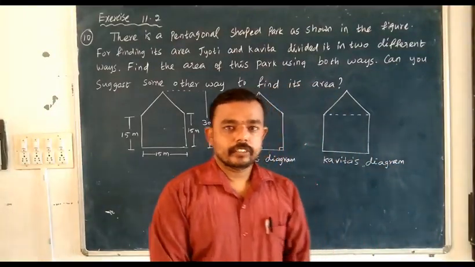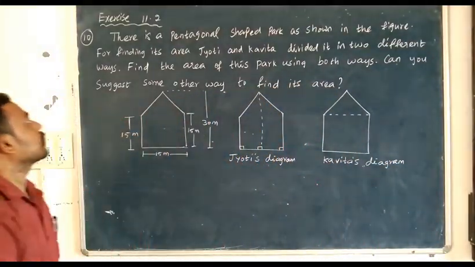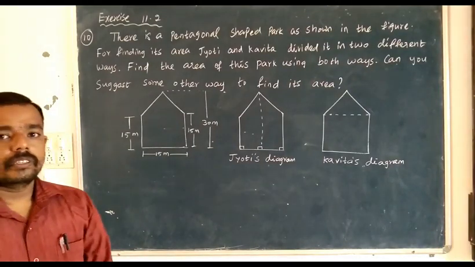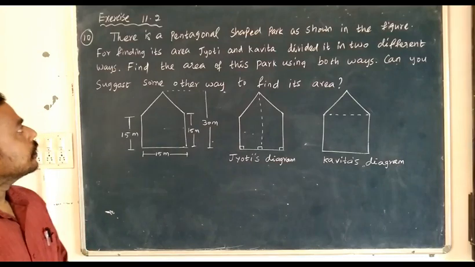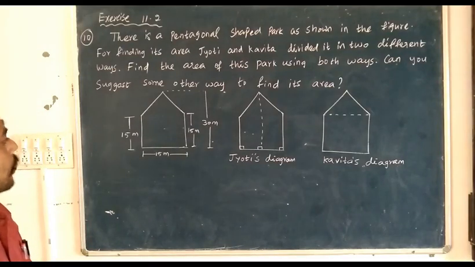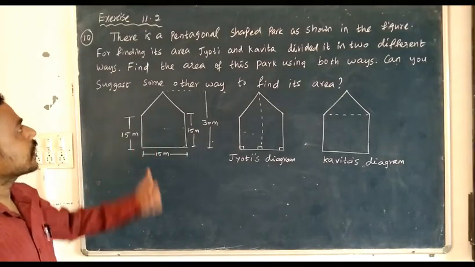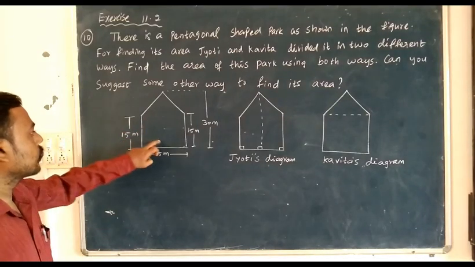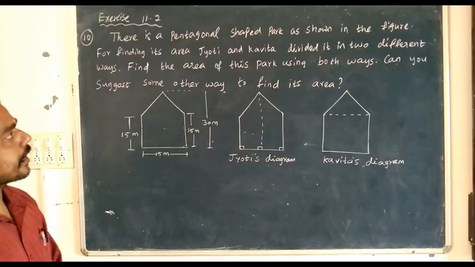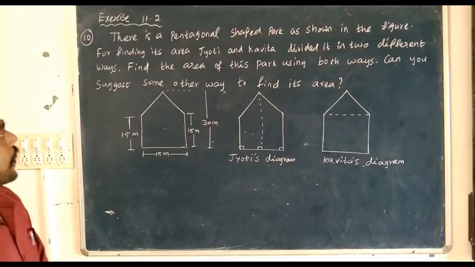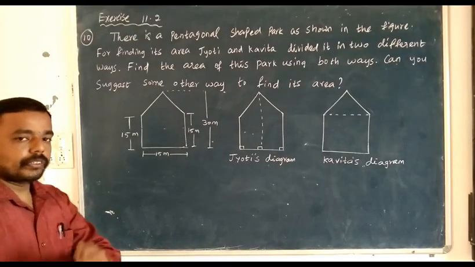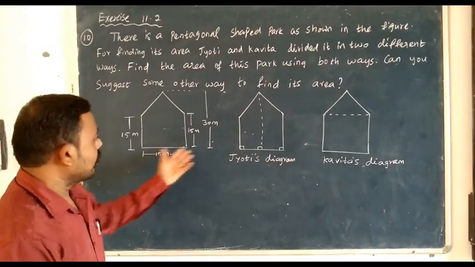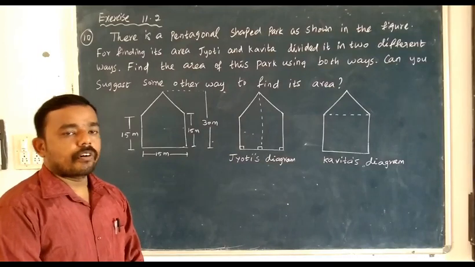Hello, my dear students. Today we are going to discuss exercise 11.2, 10th problem and 11th problem and so on. So for that, the problem is given. The pentagonal shaped arc as shown in the figure 1, 2, 3, 4, 5, 6. So it's a pentagon. For finding its area, two persons, Jyoti and Kavita, divided this part into our known form.